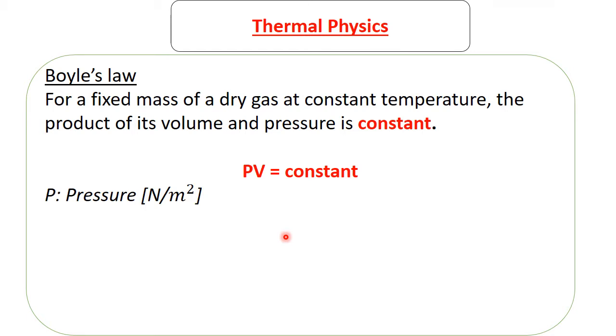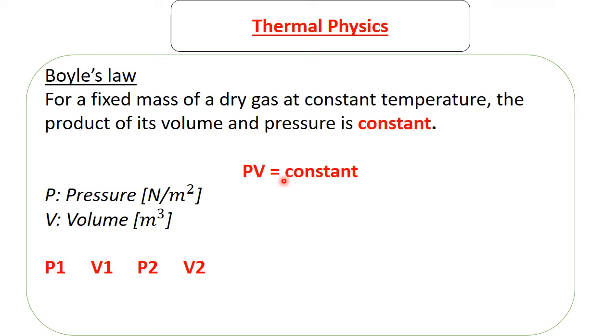So P is pressure in pascals or newtons per meter squared, and V is volume in meters cubed. Imagine a situation where you measure the pressure and the volume of a gas at two different periods. At the first measurement, you get the pressure as P1 and the volume as V1. Then at the second measurement, you get the pressure as P2 and the volume as V2. So you have P1, V1, and at another time you have P2, V2.